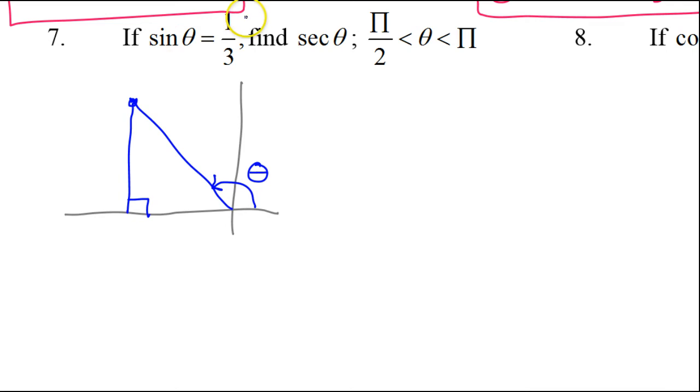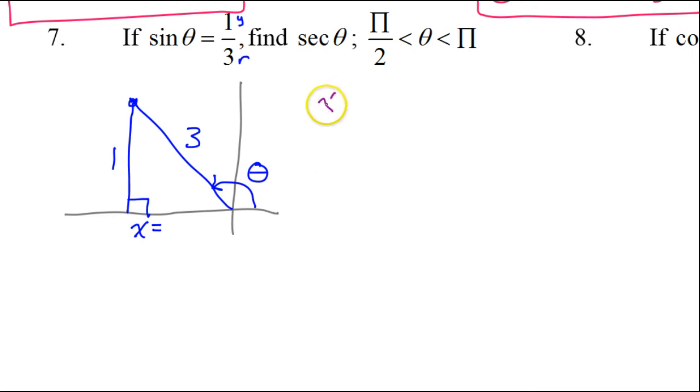Okay, sine is y over r. So that means the y is 1. So there's your 1 right there. And the r is 3. So there's the r. What we need to find now is x. So I'm going to use the Pythagorean theorem. Keep in mind that this x value is to the left. So this is definitely going to be a negative x value. So we'll make sure we choose the negative version.